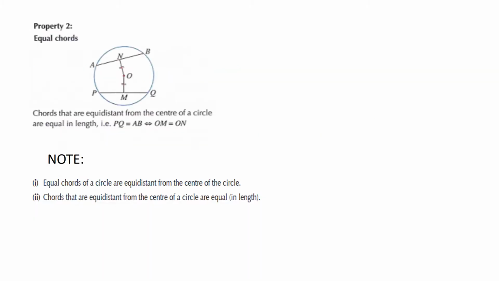Property 2. Equal chords. Equal chords are always equidistant from the center and vice versa. Chords that are equidistant from the center of a circle are always equal in length. That is, PQ is equal to AB implies that OM is equal to ON. Now remember 2 points over here. Equal chords of a circle are equidistant from the center of a circle, and chords that are equidistant from the center of a circle are always equal in length.